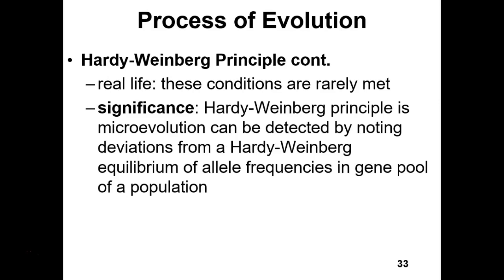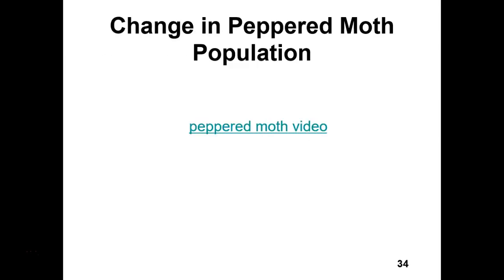But because we know how evolution won't occur, we can use the Hardy and Weinberg equilibrium to determine if evolution has occurred.